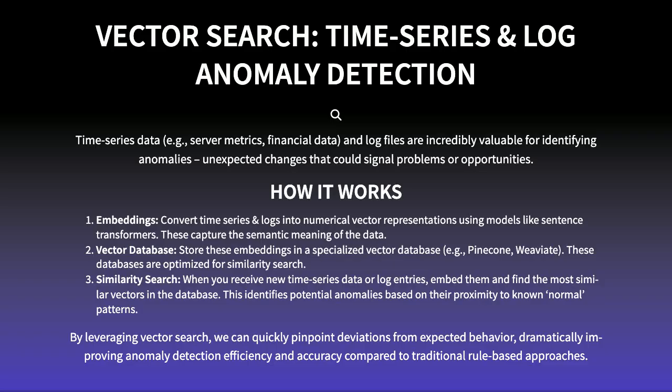Think of it like this: instead of looking for specific keywords or patterns, which can be really tricky with complex data, we convert everything into a numerical representation, almost like a secret code. This code captures the meaning behind the data, whether that's server performance metrics or entries in a log file. We store these codes in a special database designed to quickly find similar ones. When something new comes through, we encode it and search for the closest matches. Any significant differences, those are the anomalies that need our attention. It's a much smarter way to detect problems and opportunities.